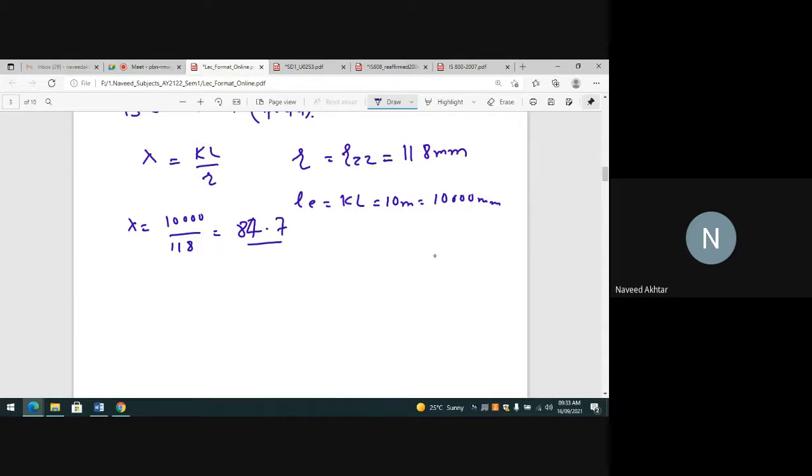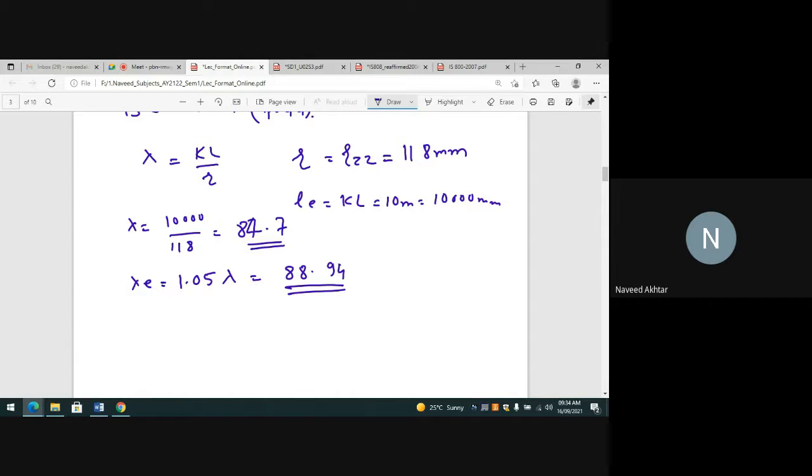This is slenderness ratio. But in case of lashing system, we have seen that we have to increase lambda E by 5%. If you increase the lambda by 5%, it is 1.05 times 84.7, so lambda E will be 88.9. So this is lambda.